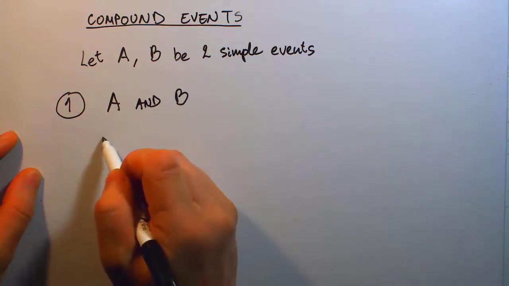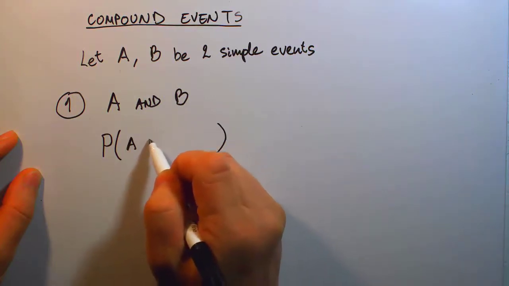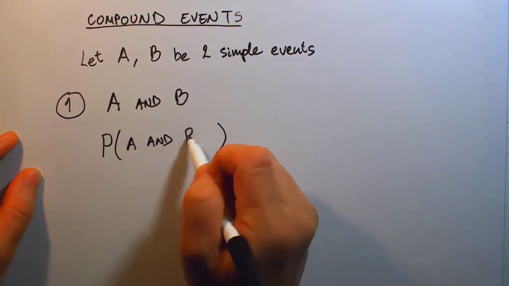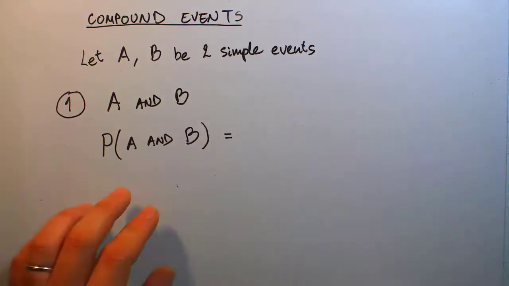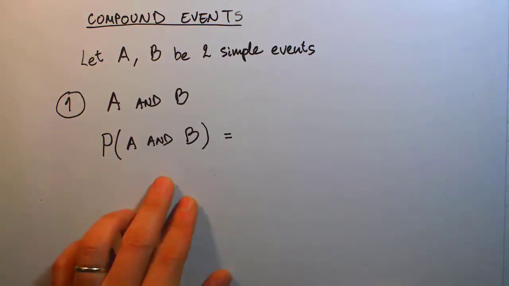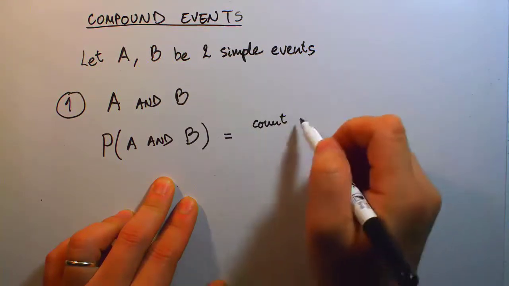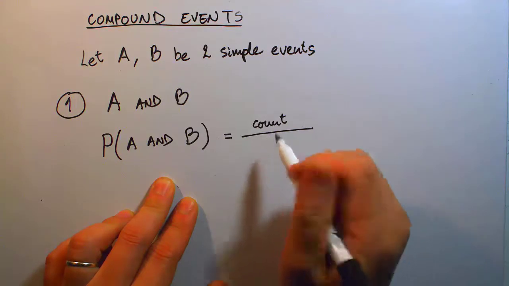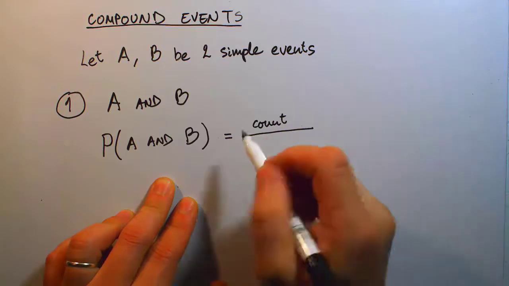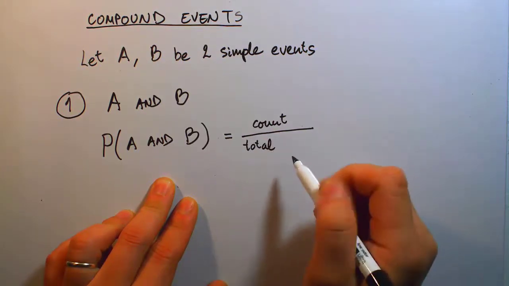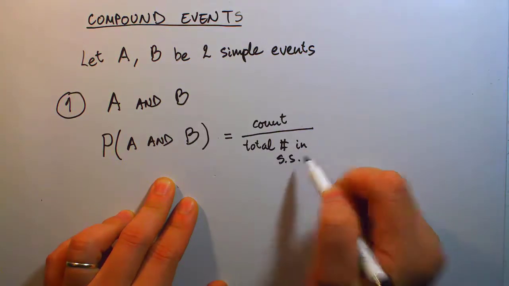And so here's the thing. How did we answer that question? Find the probability of having A and B. So I have to give this as advice, but the only way for now to find this answer is to count. Find the count and put that over the total number in the sample space. And that's the only way.